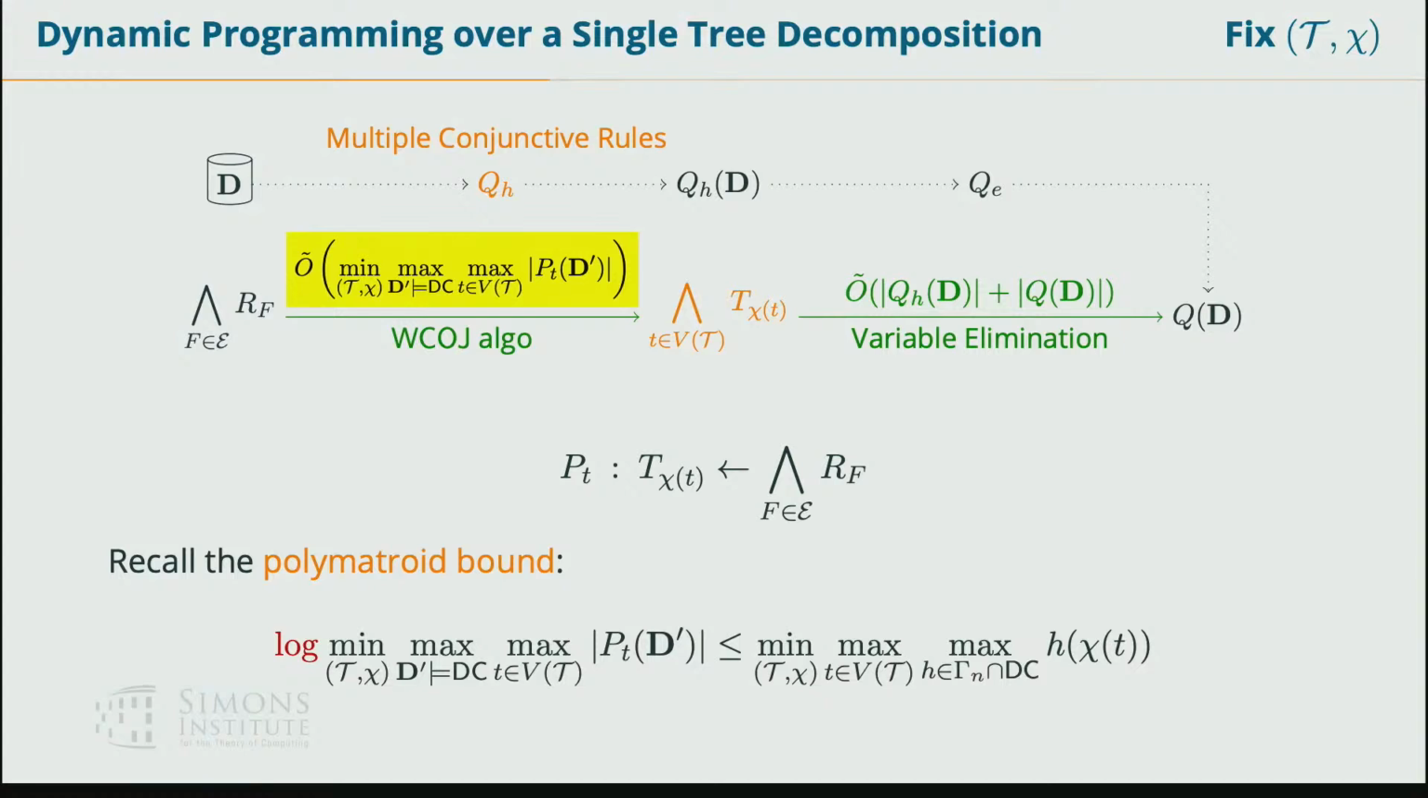So then we know this, right? We have talked about the polymatroid bound. So this will become the min over tree decompositions, and then max over bags of the tree decomposition, and then max over this polymatroid bound of this h of chi t function. This is the bound we've been discussing since the morning.